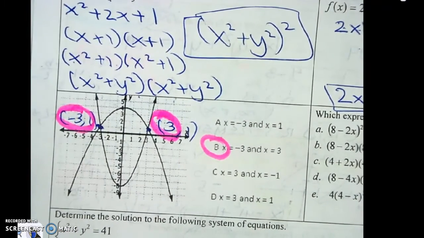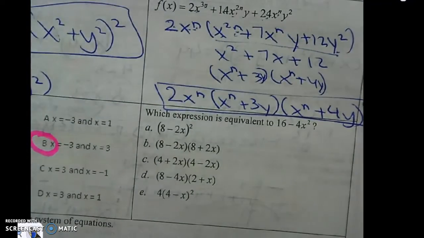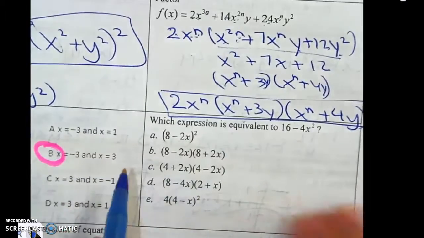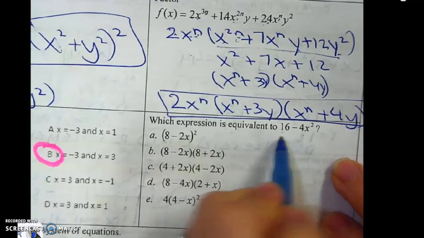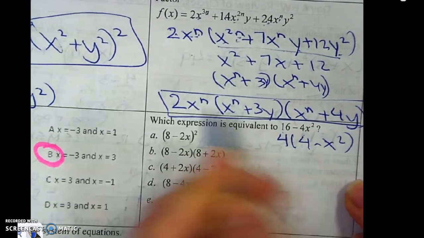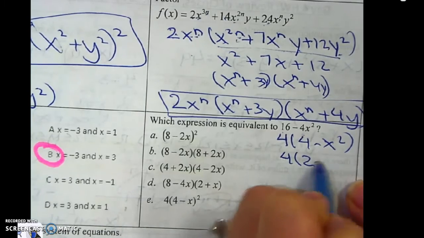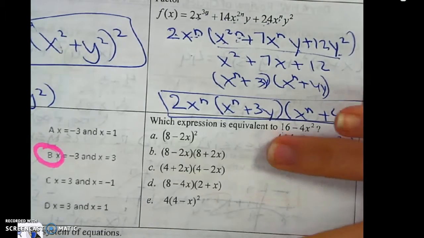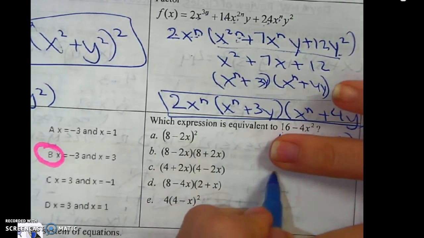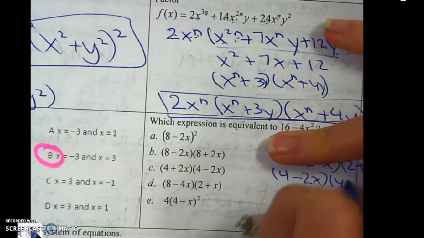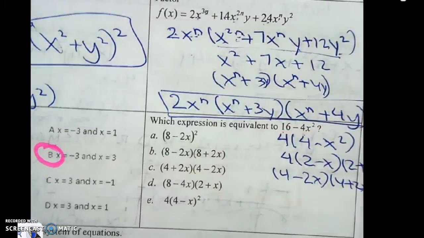Okay. All right, which expression is equivalent? So I'm not even going to look there because that's a little bit intimidating to me. I'm going to look here and see that this is really 4 minus x squared. 4 square root, 2 minus x, 2 plus x. I also could have interpreted this way, square rooted from the beginning. 4 minus 2x, 4 plus 2x.